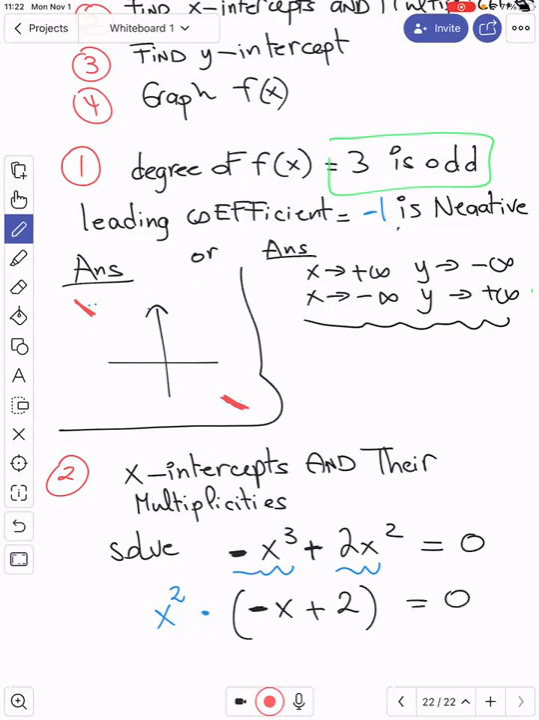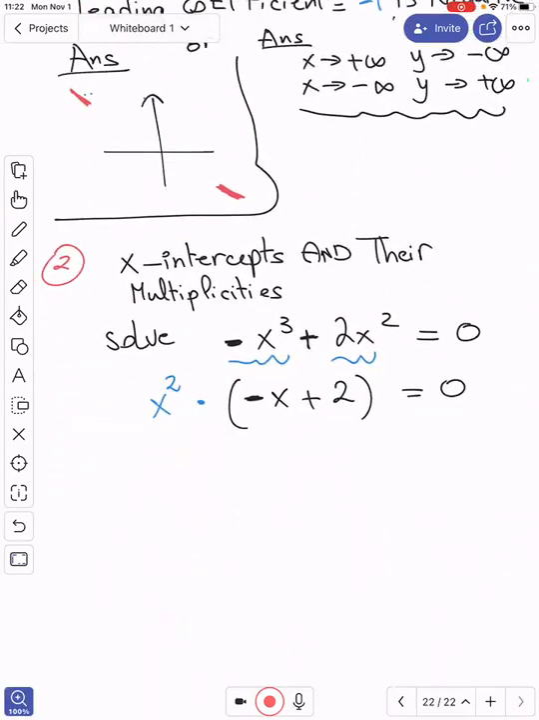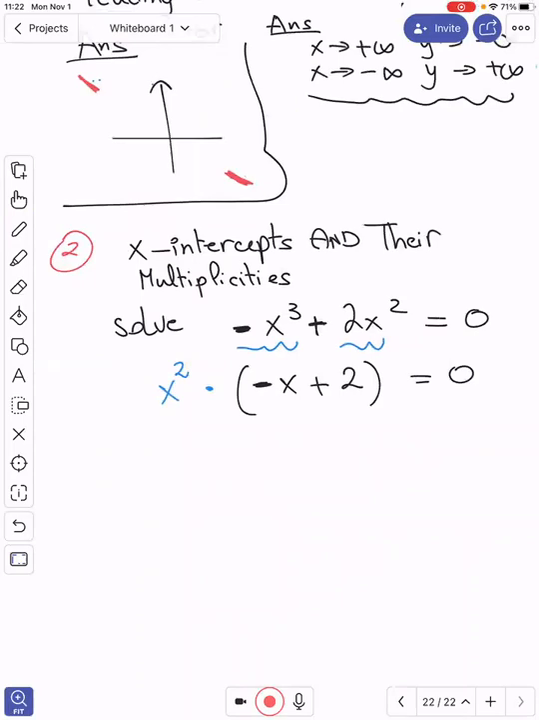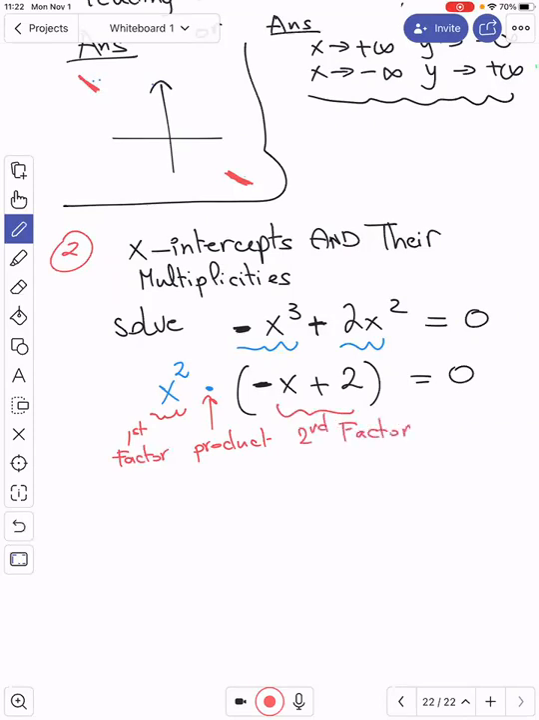Equal to 0. All right, so now I got this product. We have two factors. This is my first factor, and this is my second factor. As I said here, the highest power of x is 3. We expect 3 different solutions, but let's see how many solutions we're going to have.